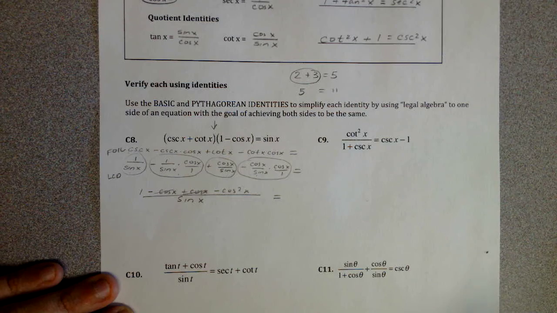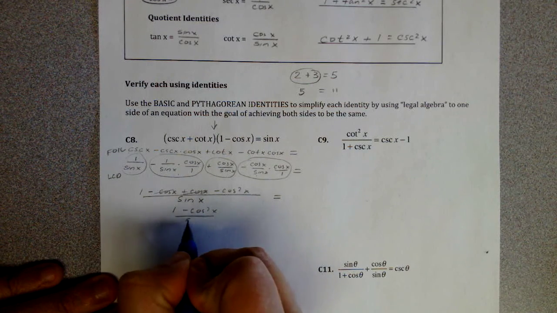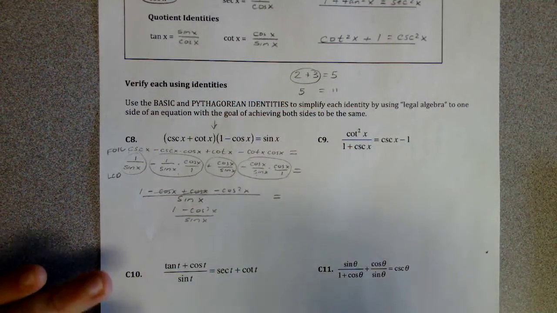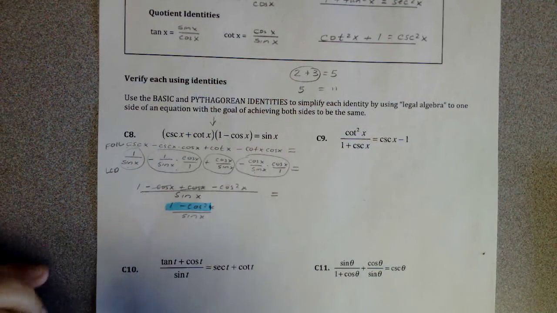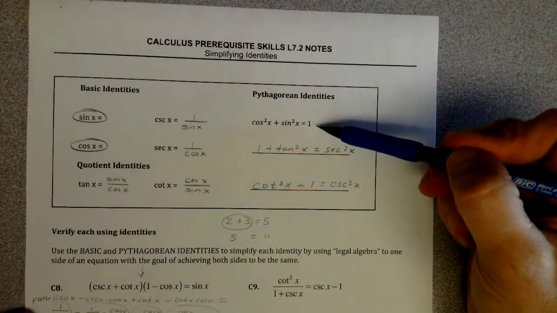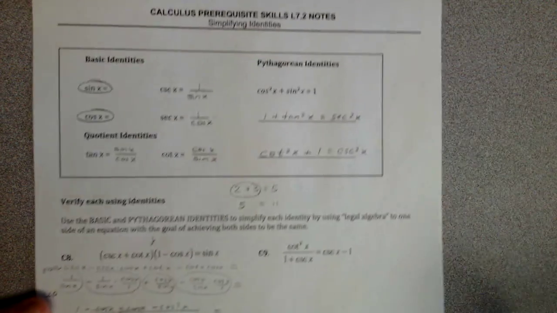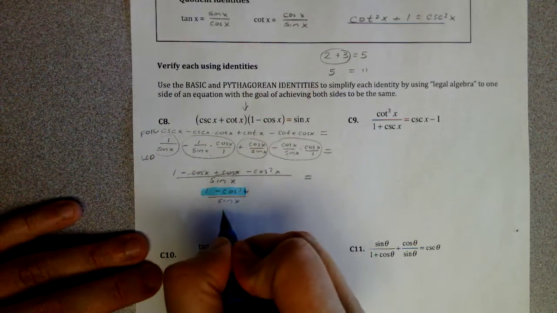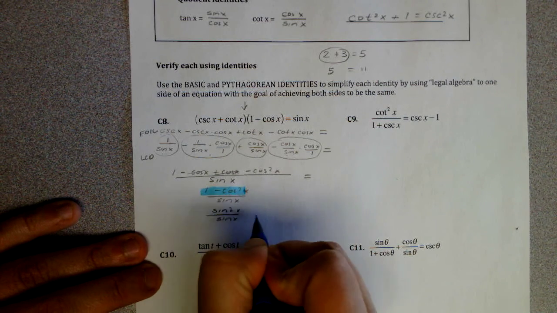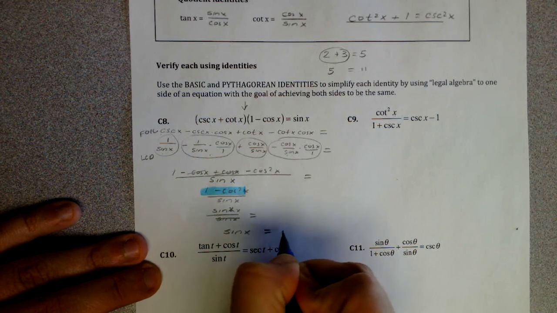These middle terms will cancel as they are opposites, which leaves me with 1 minus cosine squared x over sine x. The top is an example of a Pythagorean identity. So again, we go back up top here and rearrange this by moving cosine to the other side, and it simplifies down to simply sine squared x. We can reduce, and our final answer is sine x.